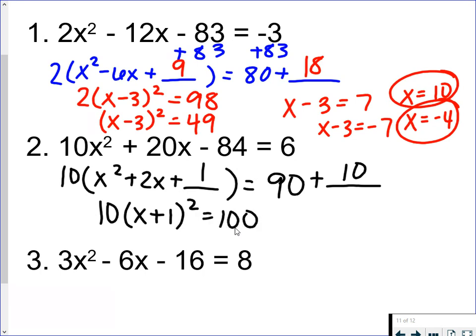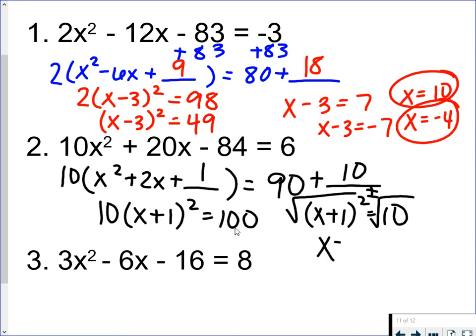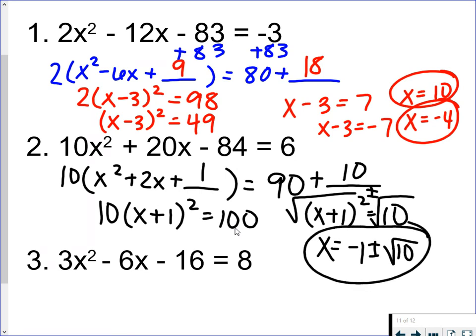But then, unfortunately, that 10 takes that away from me. Okay, so if I divide by 10, I get (x plus 1) squared equals 10. Take the square root of both sides. Good news, I don't have to simplify the square root of 10. So my answer is just simply -1 plus or minus the square root of 10. Okay? Any questions on those two?